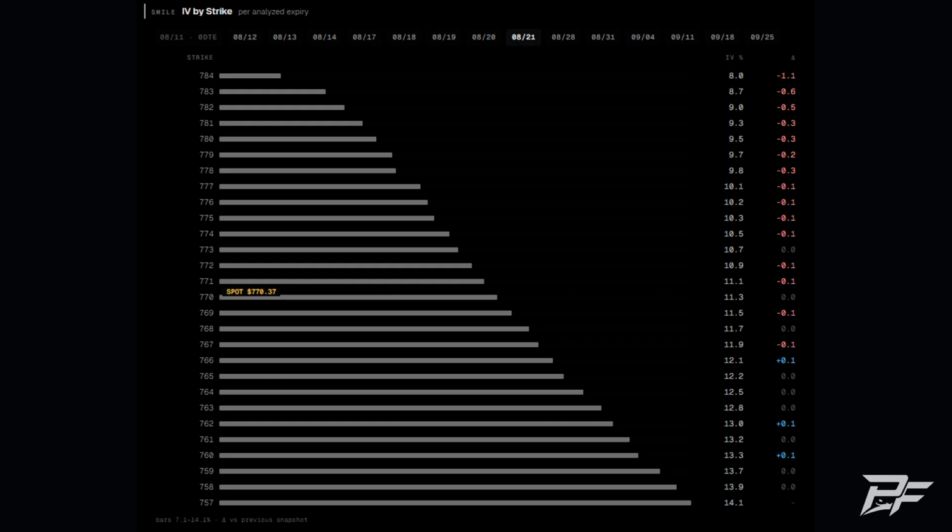Skew steepening hard while the tape is calm means institutions are quietly paying up for downside, one of the better early warnings there is. Skew flattening after a sell-off means hedges are being monetized. That often happens near lows. And when skew inverts toward calls, the crowd is chasing upside, late cycle euphoria behavior.